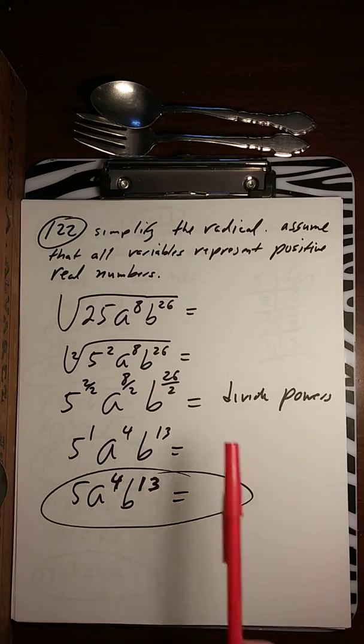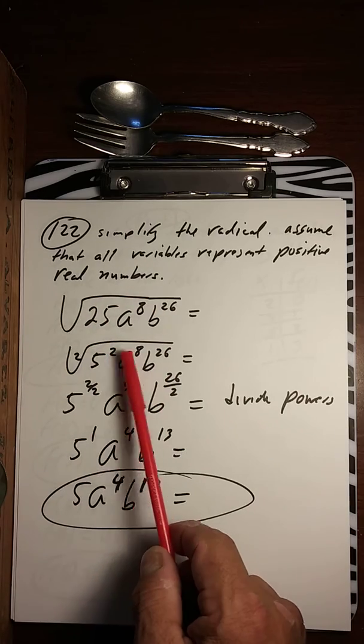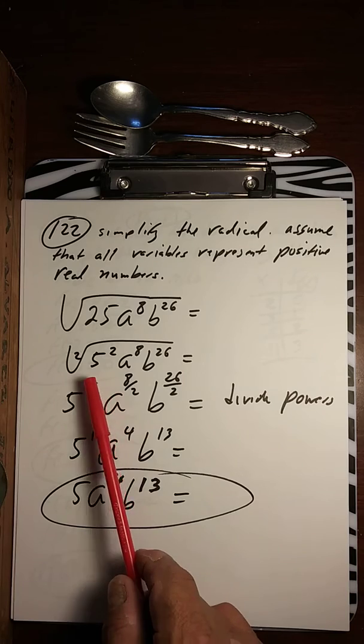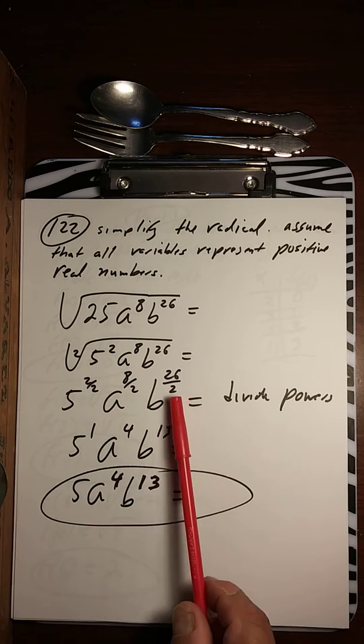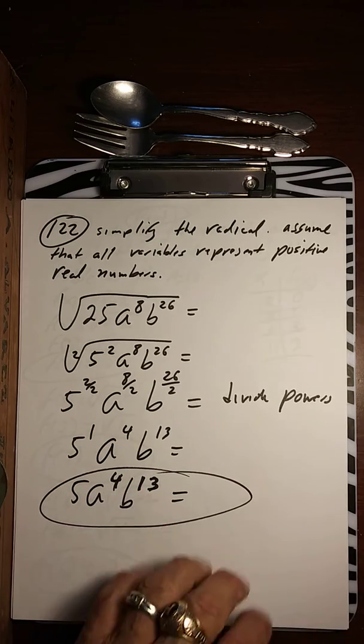Simplify the radical. Assume all variables represent positive real numbers. Square root of this, so 5 squared, that one and that one. Divide this power 2 into all these. Divide by 2, divide by 2, by 2. 2 divides 2, 1. 2 divides 4, that's 4. 2 divides this, 13. So 5 and 1 is 5. A equals 4, B 13.